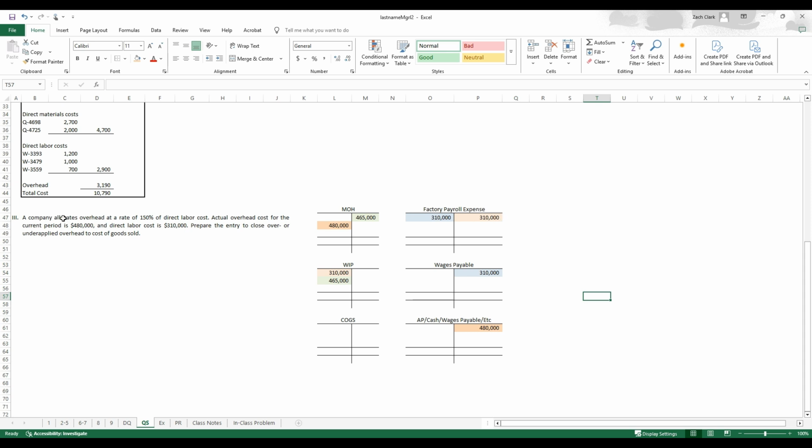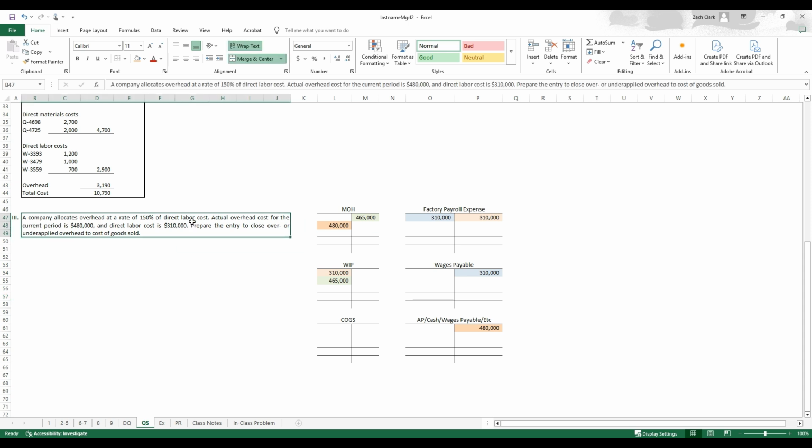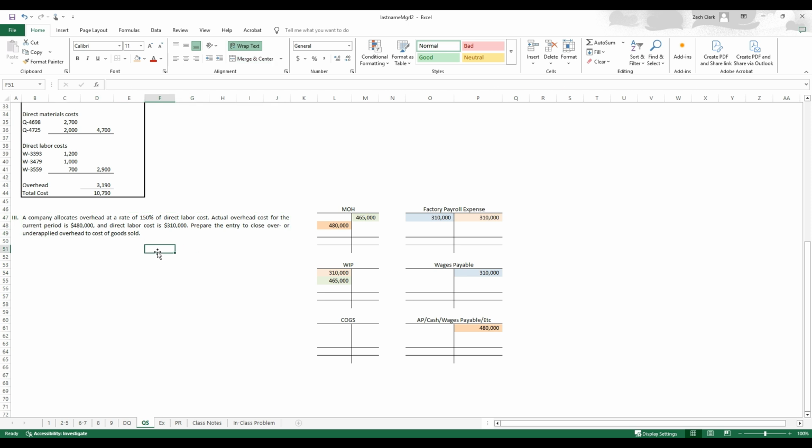So in this problem, it says a company allocates overhead at a rate of 150% of direct labor cost. Actual overhead cost for the period is $480,000, and direct labor cost is $310,000. So now we need to prepare the entry to close over or under applied overhead to COGS, cost of goods sold. Okay, so I've already filled out a bit of this, and we'll just look at each little piece of it.